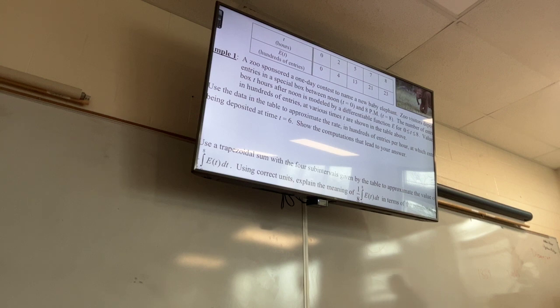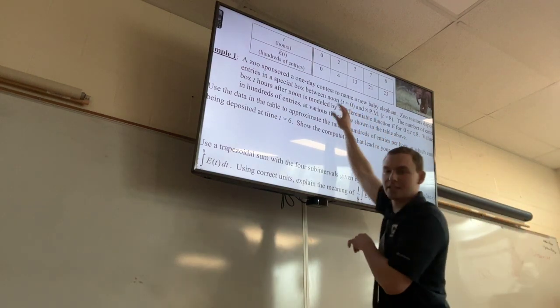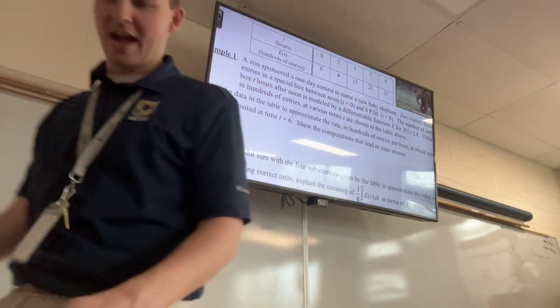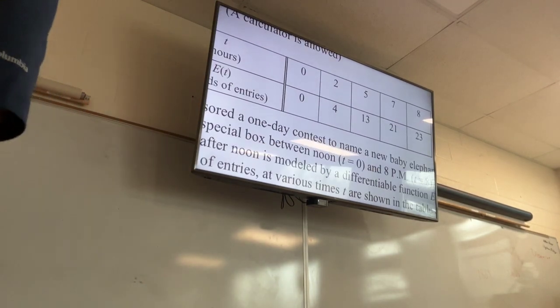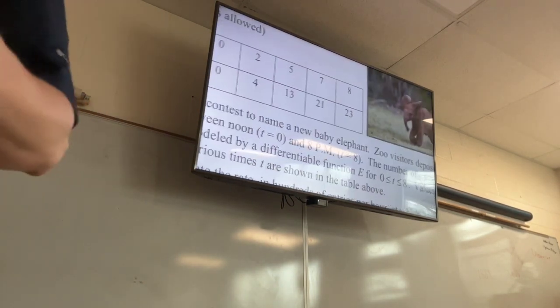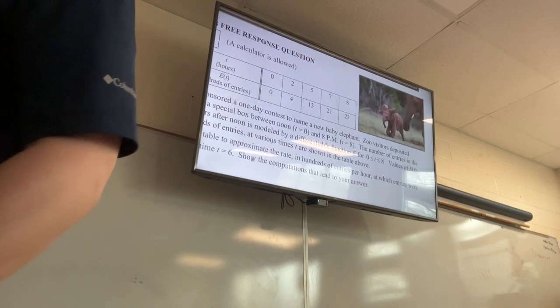So the number of entries in the box slowly increased during the day, right? Someone dropped in their ballot, and then other people did. And this table here gives the number of entries in hundreds present after the given number of hours. So after 2 hours, there were 400 in the box. After 5 hours, there were 1,300, and so on.